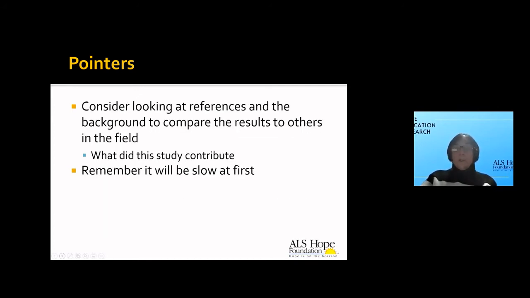You can always consider, if you're really interested in a topic, going back and looking at the background, the references. And always think about, what did this study add? Was this just a me too? Or did it really grow and enlarge our knowledge base and extend it? And it's going to be slow at first, but don't worry about it. I mean, that's the way things are. You're not going to be great from the start.